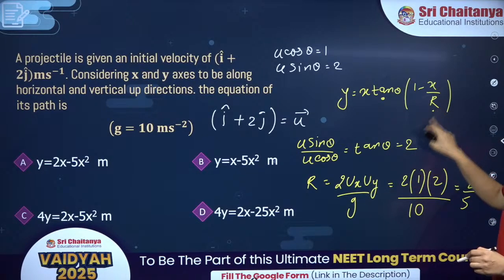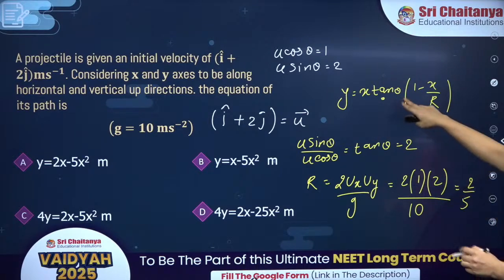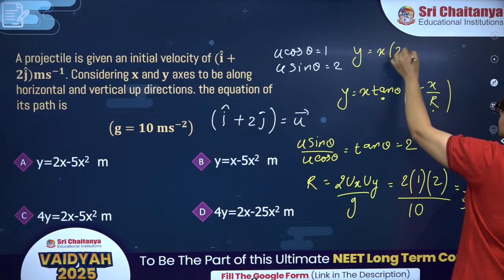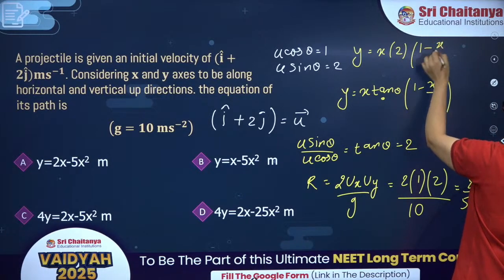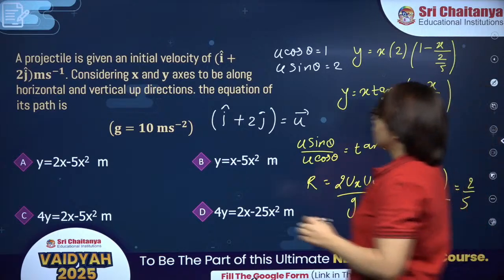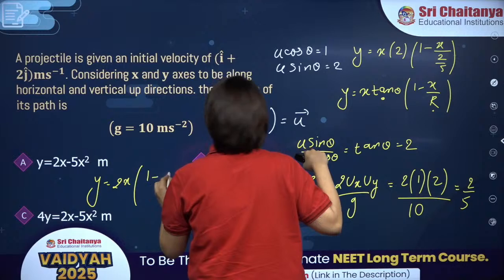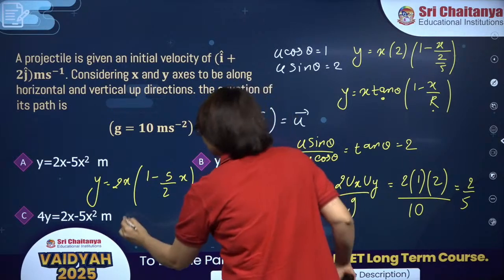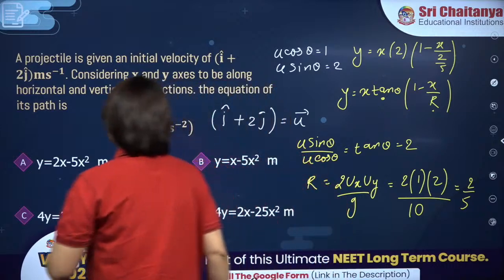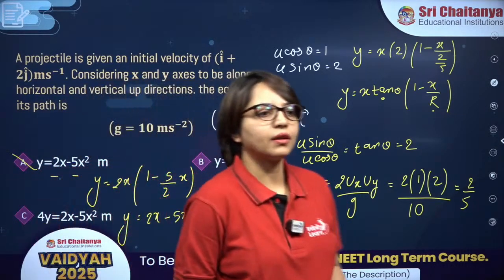We have tan theta, we have range. Just put these values and then you will get the answer. X tan theta is 2 into 1 minus x divided by R, which is 2 by 5 over here. So it will be y is equal to 2x into 1 minus 5 by 2 x. So y will be 2x minus 5x square, which is nothing but option A, right?